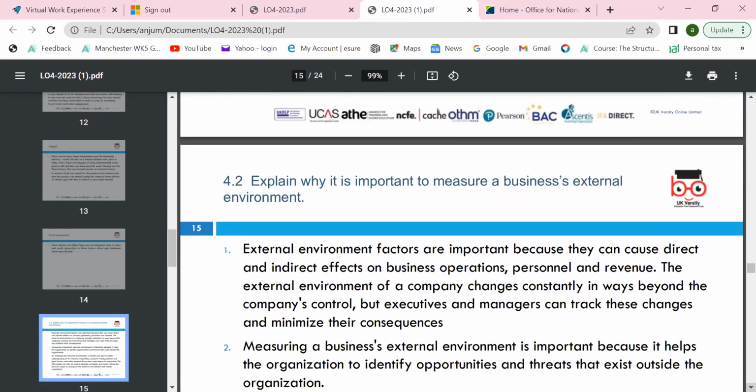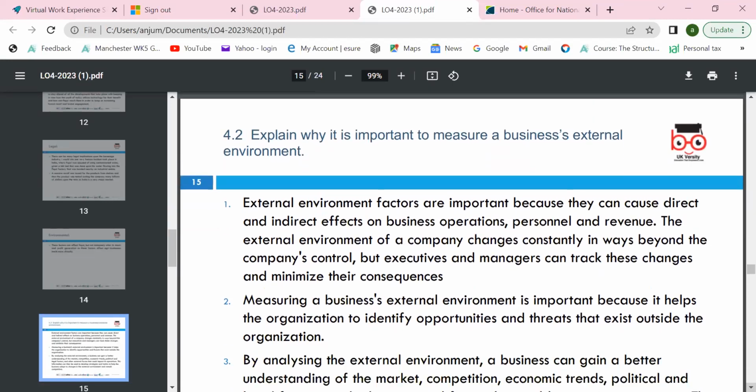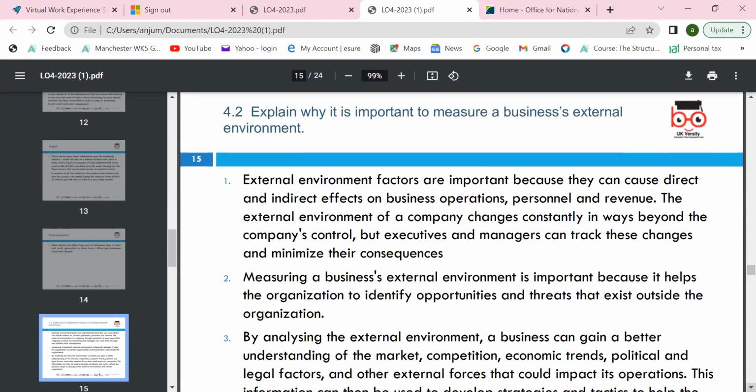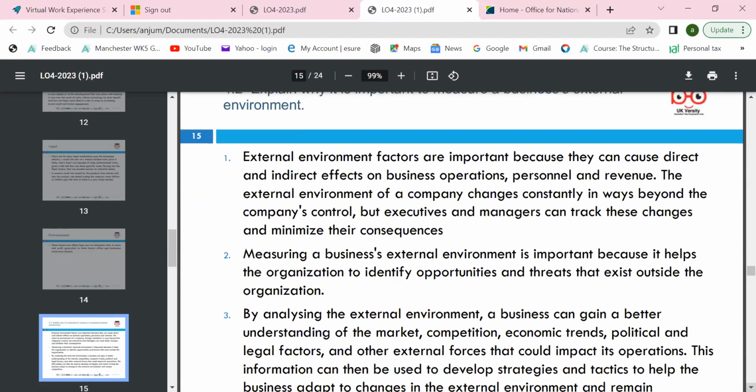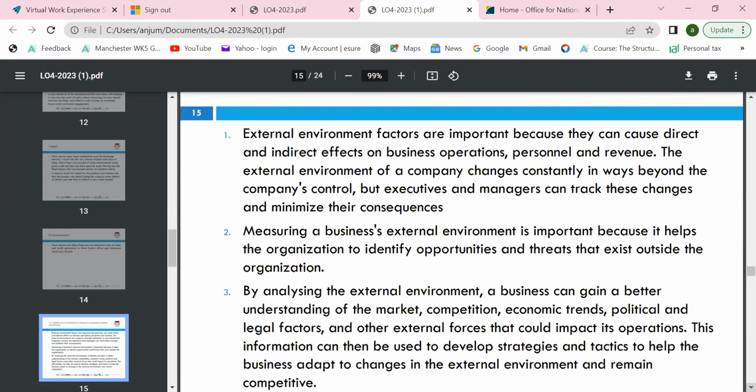Then 4.2: explain why it is important to measure external factors. External factors are very important. They have a cause and effect. The internal effect can be on the business, personnel, and revenue. That's why we need to look at these external factors, with regular monitoring and regular changing of the strategy. Measuring the business's external factors is important because it helps an organization identify opportunities and threats.